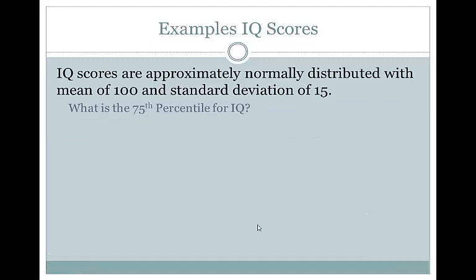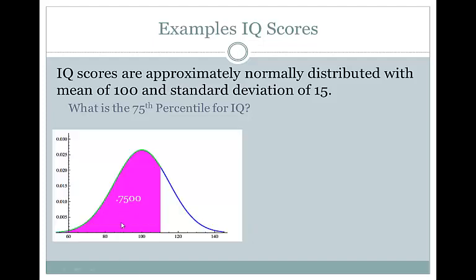Now I want to calculate the 75th percentile for IQ. Remind yourself what the 75th percentile is. That's the score that separates the bottom 75% from the top 25%. So we want the total area under this score that we're trying to find to be equal to 0.7500. Now what we need to do is look in the standard normal table and try to find an area of 0.75 and work backwards to find the z-score that corresponds to that.